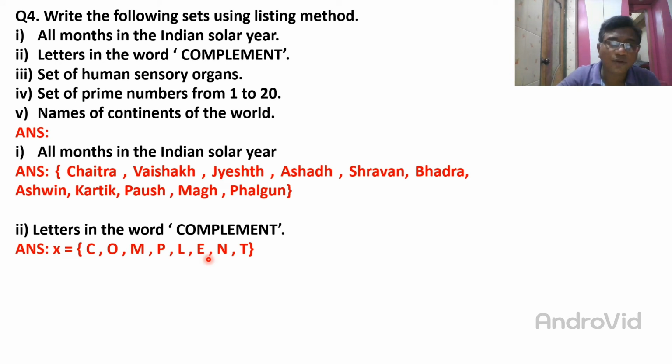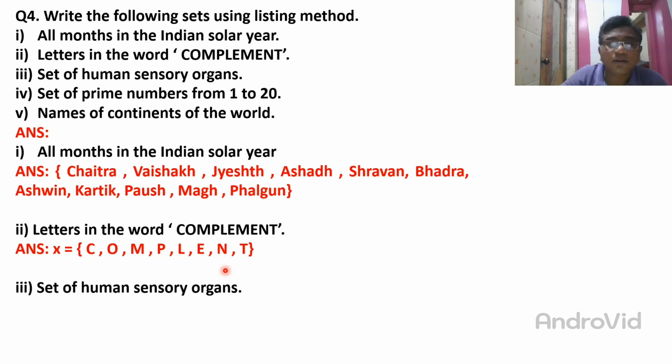Then another example. Do you understand how to write complement? Complement by list method is very simple. Give any name of the set, that is capital, is equal to curly bracket, then each element: C, comma, O, comma, M, comma, P, comma, L, comma, E, comma, then M. But this M is coming two times, so we write a single time only. Then L, then E. Then M double coming, write single time only. E double coming, write single time only. N coming single time, so I write it. And T, such a way.